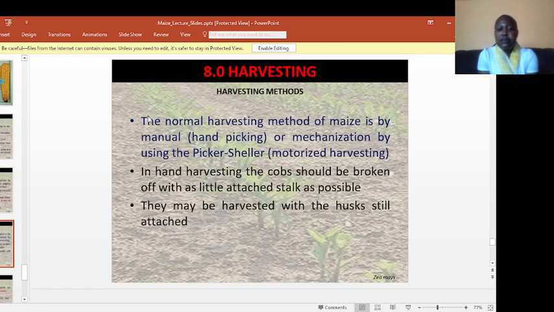The normal harvesting method of maize is by manual picking or mechanization by using picker, sheller, motorized harvesting. In harvesting, the cob should be broken off with as little attached stalk as possible. They may be harvested with the husk still attached.